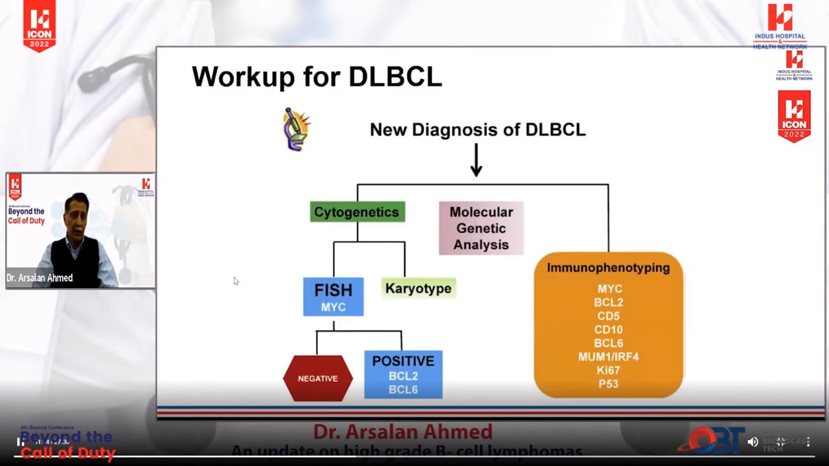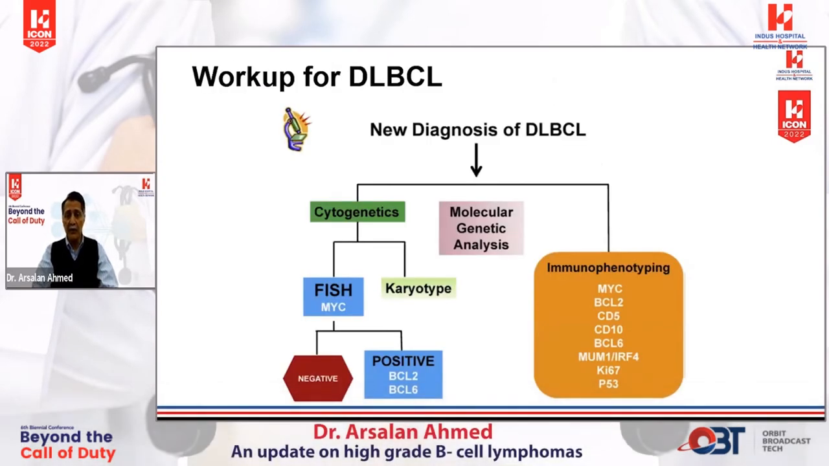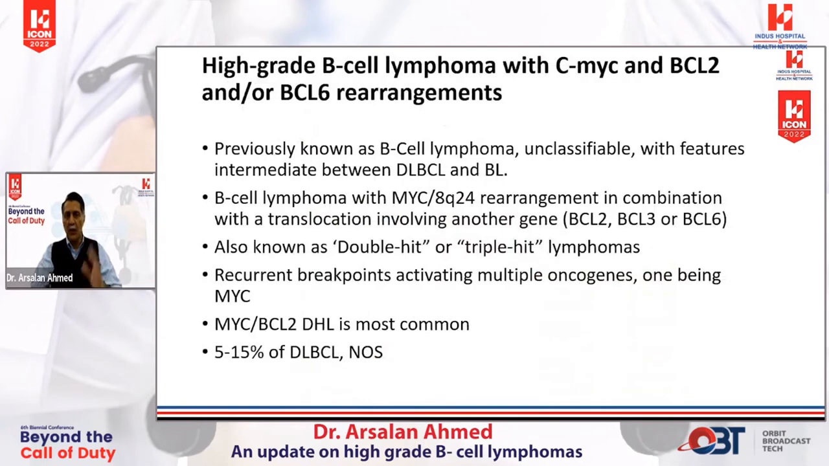I've already spoken about workup. Whenever we have immunophenotyping where MYC, BCL2 and BCL6 are positive, before we call it diffuse large B-cell, we have to do a MYC FISH study. If MYC comes out negative, you go back and call it diffuse large B-cell lymphoma. If it comes out positive, then you have to go with high-grade B-cell lymphoma with c-MYC/BCL2/BCL6 rearrangement. Okay, so what is high-grade?